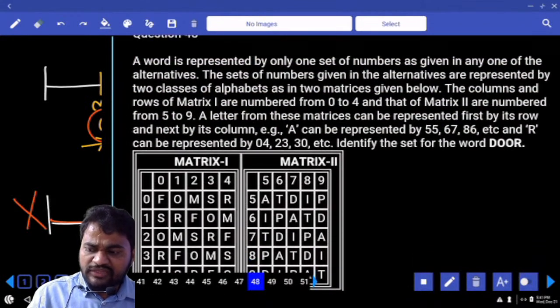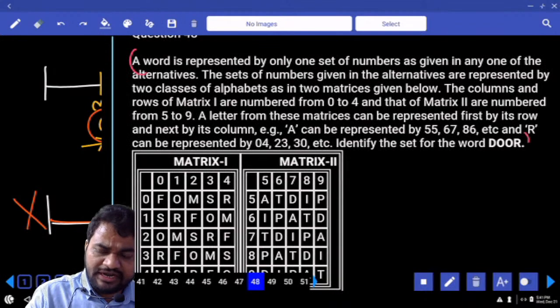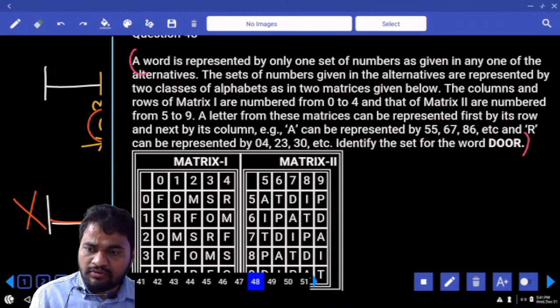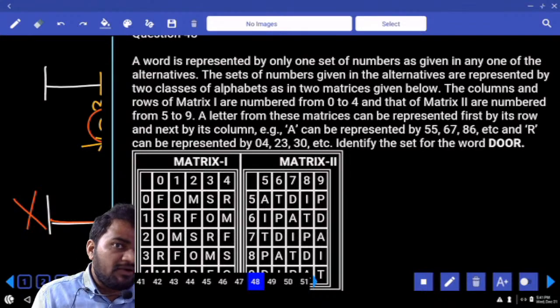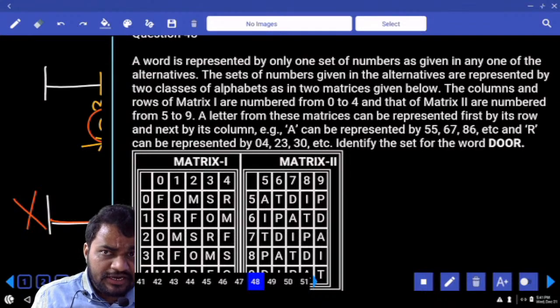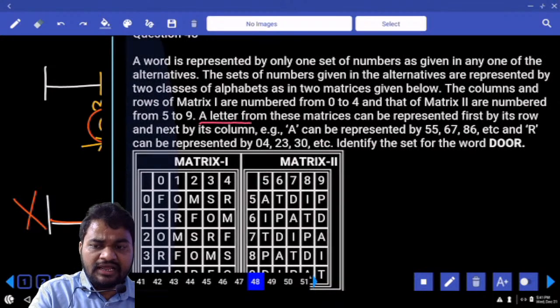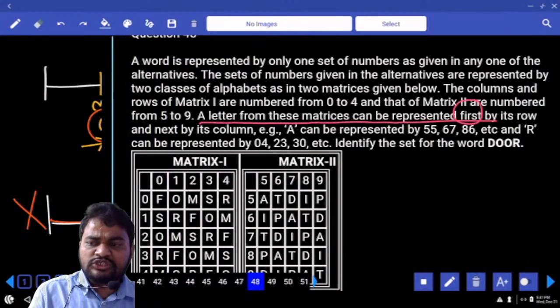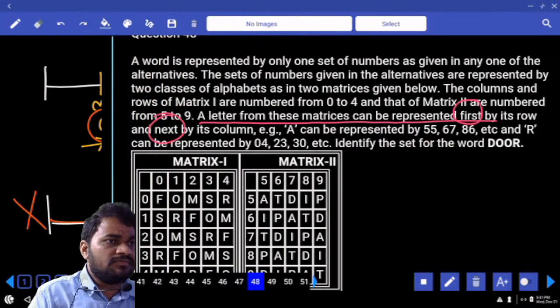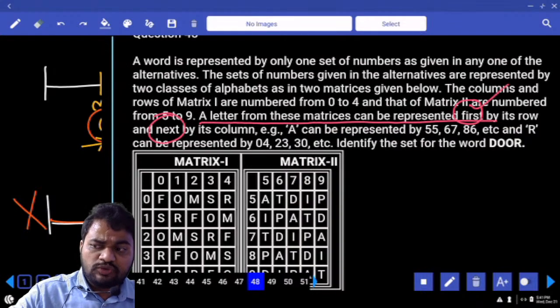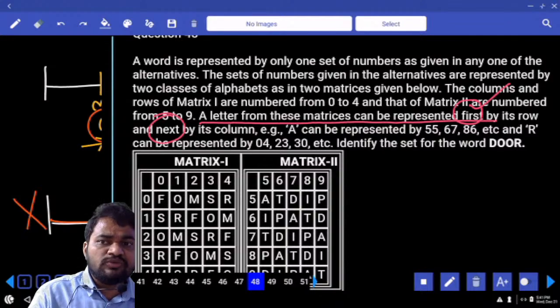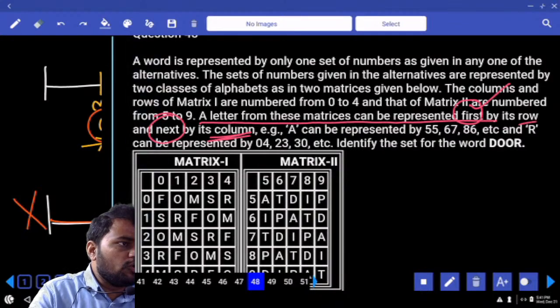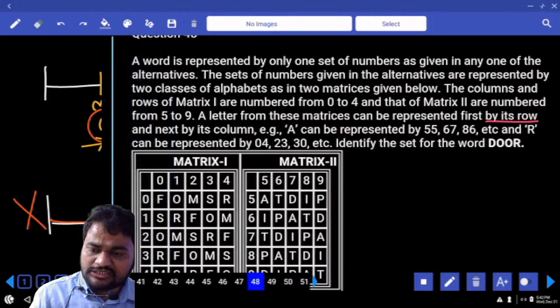So in this paragraph, you don't have to read entire information, but you need to read one line perfectly. What is much needed line means, a letter from these matrices can be represented first by its row, next by its column. Be careful, because sometimes they can mention that first by its column, next by its row. They can give you like that also. But first by its row, next by its column.